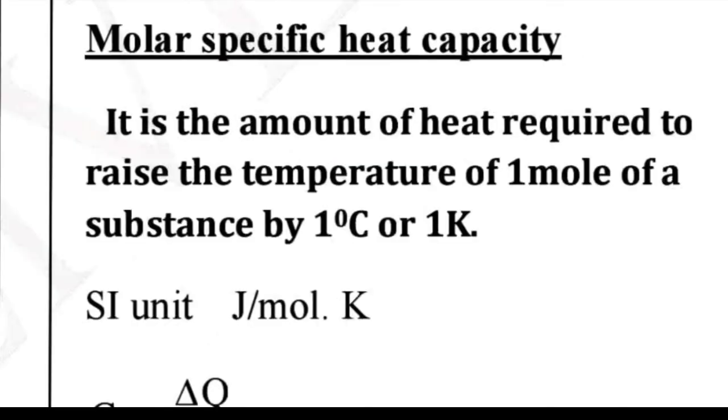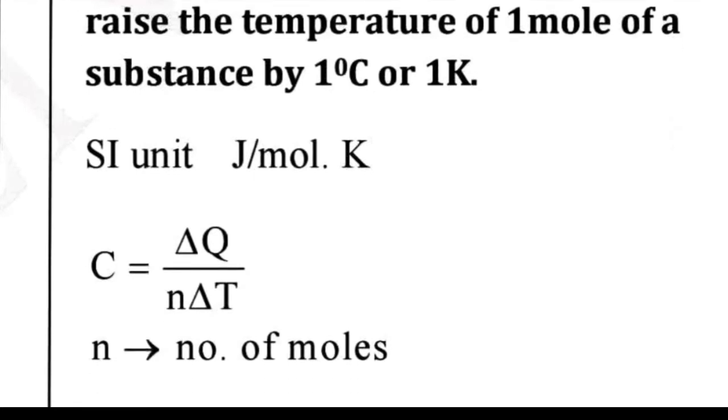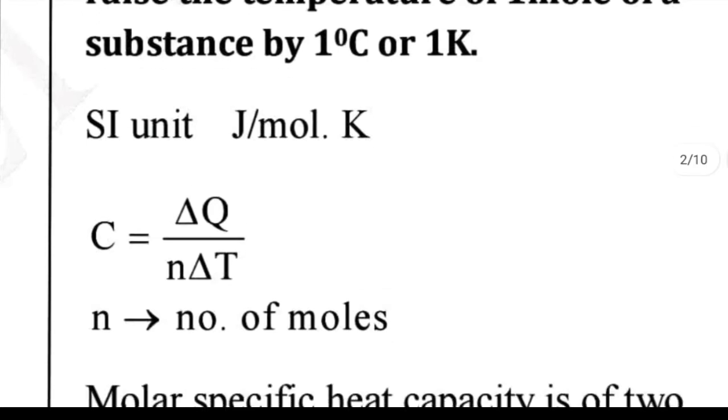Now molar specific heat capacity. It is the amount of heat required to raise the temperature of 1 mole of a substance by 1 degree Celsius or 1 Kelvin, and its unit is joule per mole Kelvin. If we write an equation for molar specific heat capacity, it will be C is equal to delta Q divided by n delta T, where C stands for molar specific heat capacity, delta Q stands for the amount of heat supplied to n moles of the substance, and delta T is the temperature through which it is raised.